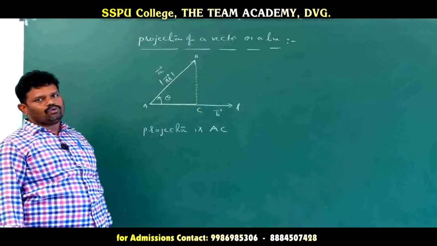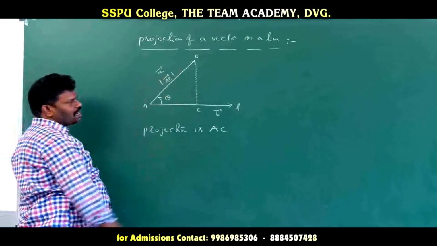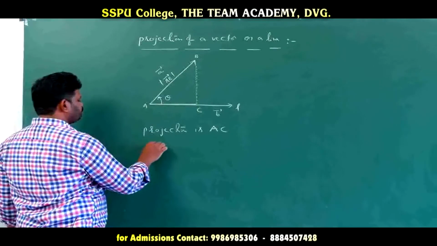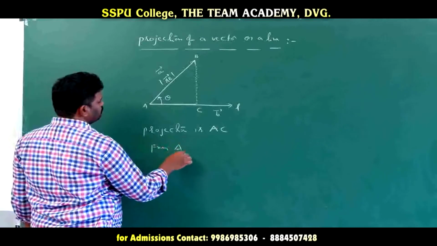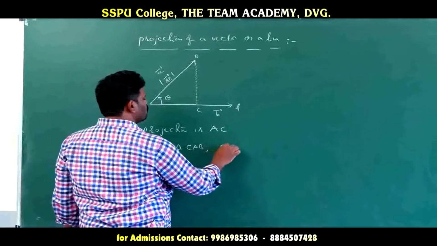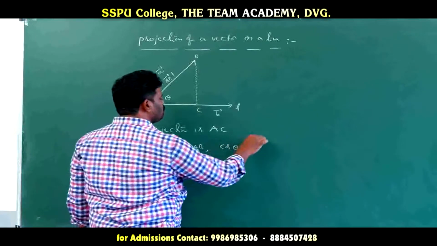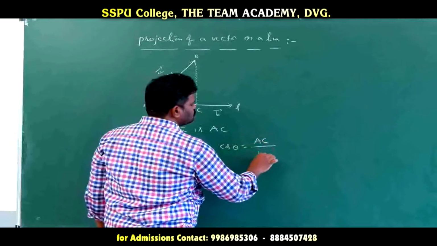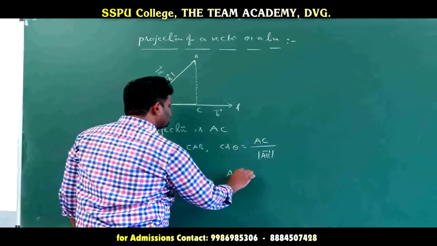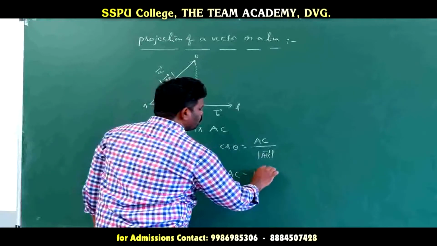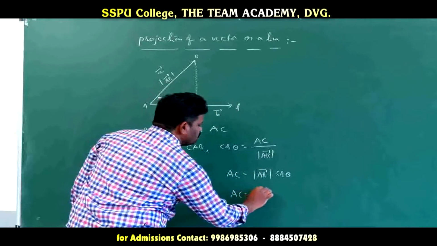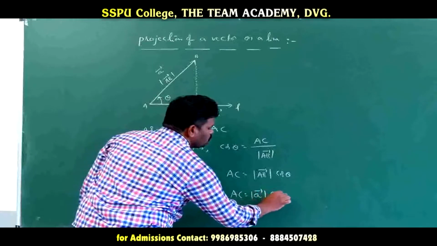Now how do we find this AC value? This is a right angle triangle, and from it we apply the cos theta formula. From triangle CAB, cos theta is equal to AC by magnitude of AB. So AC is equal to magnitude of AB into cos theta. Again, we write AC is equal to magnitude of a into cos theta.